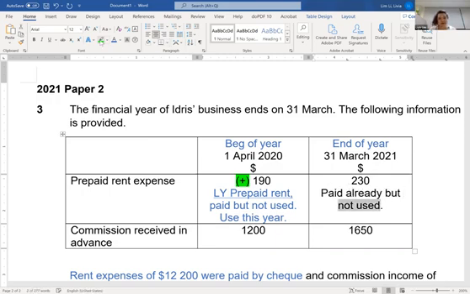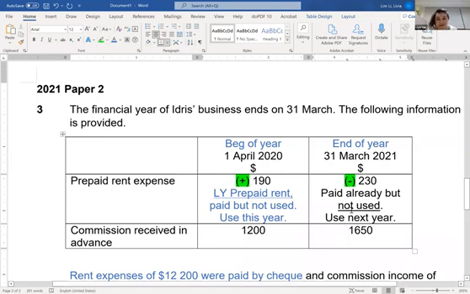So the key point here is that it is not used. And if it's not used, when are you going to use it? I'm going to use it next year, right? And if it's not used, then are you going to plus or minus? We will need to minus it from the rent expense, because I haven't used it yet.